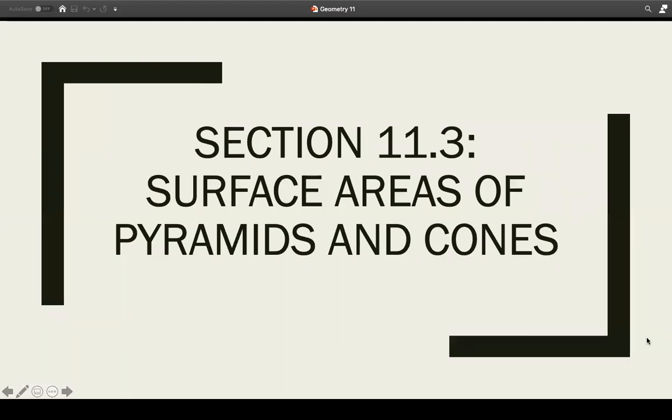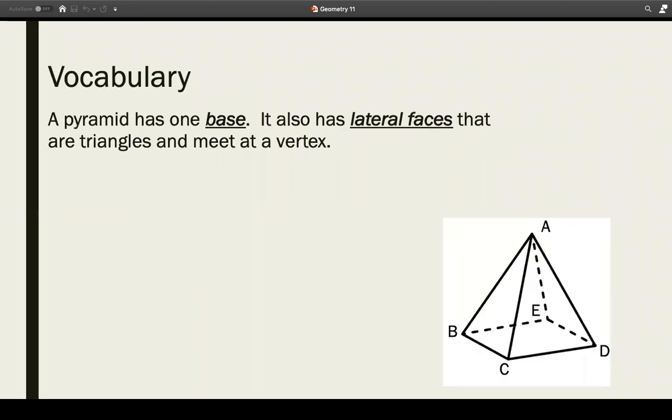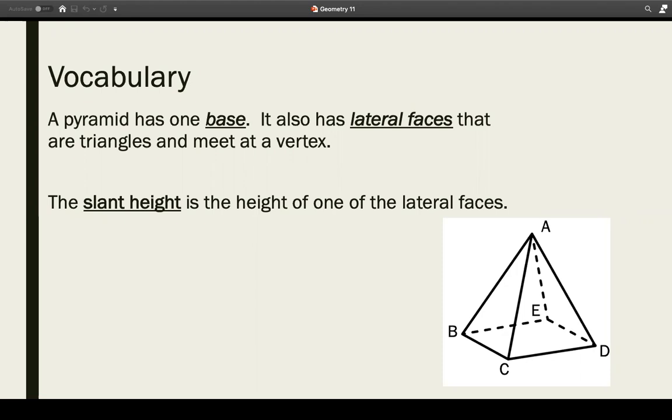All right, this video covers how to find the surface area of pyramids and of cones. So a pyramid, as we know, has one base, and then it also has some lateral faces that meet at a vertex, and all those lateral faces are triangles. In this case, we also have slant height that we're going to need to use in order to find the surface area of a pyramid. That's the height of one of these triangles, one of the lateral faces.